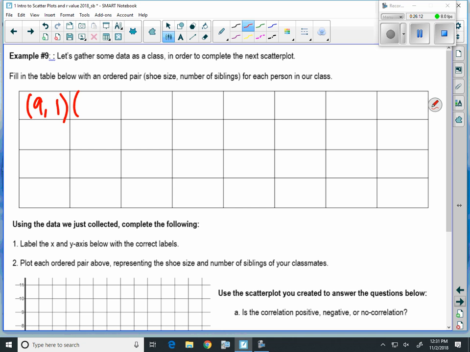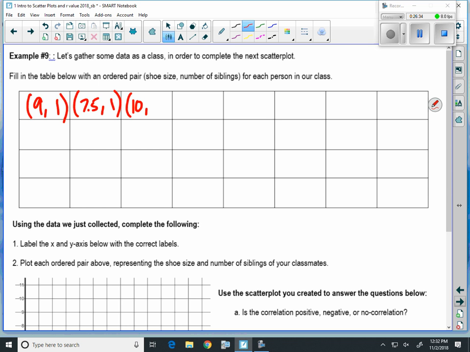When we get to you, I want you to know your coordinate point. Just tell me blank, comma, blank. Okay? 7.5 over 1. Next. Oh, me? It depends. Do you want my tennis shoe size? Tennis shoe. 10. Comma, what? How many siblings?